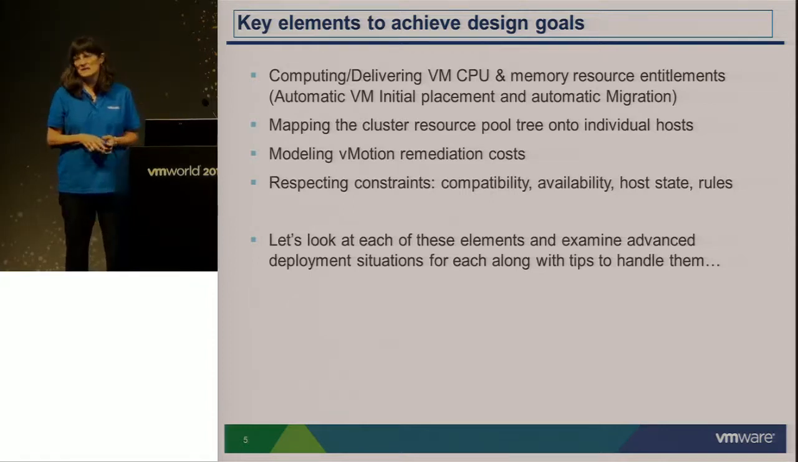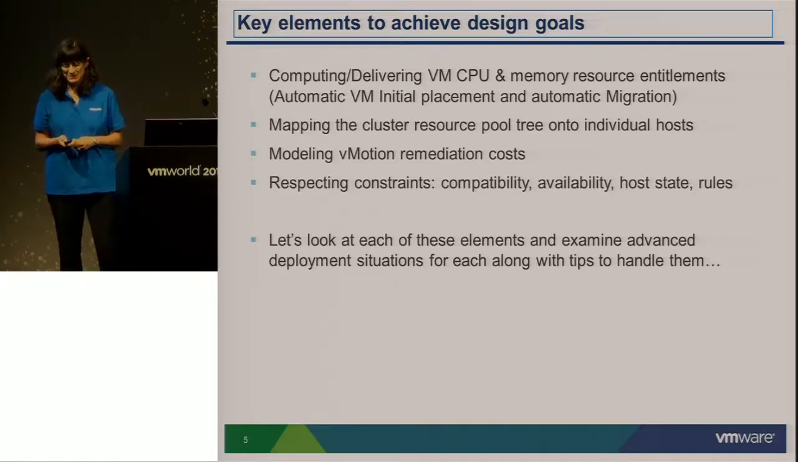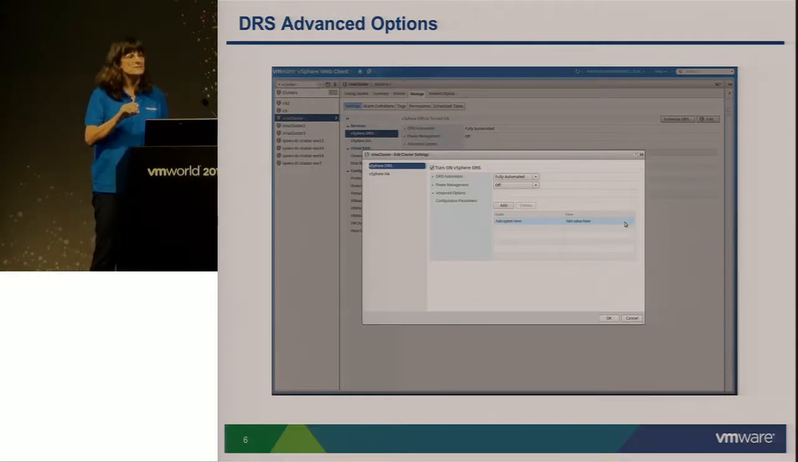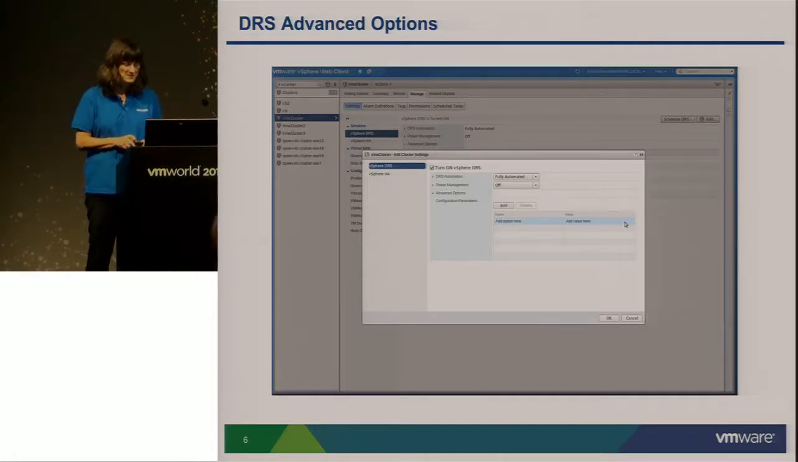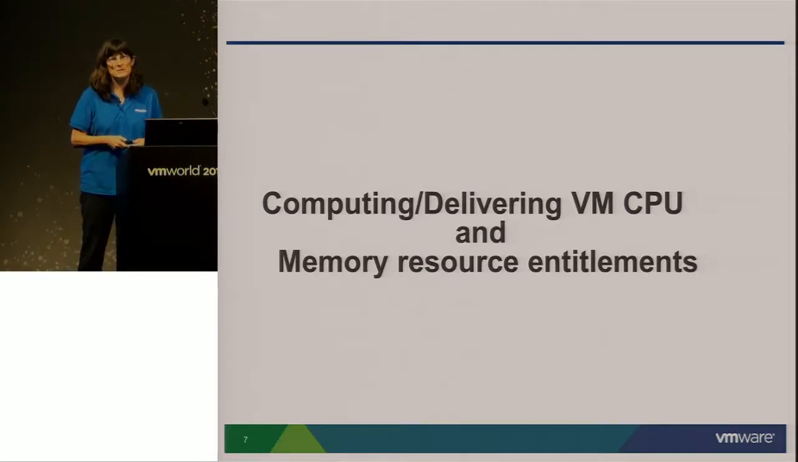So let's look at how we use these elements to achieve these design goals and see what can unfortunately go wrong or can be a little bit difficult to manage in advanced situations. And by the way, a bunch of these tips will be around setting advanced settings in DRS. These, in some cases, aren't the default way that DRS works. And this is the screenshot of where you would enter these DRS advanced settings for these scenarios when they involve using advanced options. So let's start with the way DRS is computing and delivering VM, CPU, and memory resource entitlements, and what are some challenges and tips around those challenges.